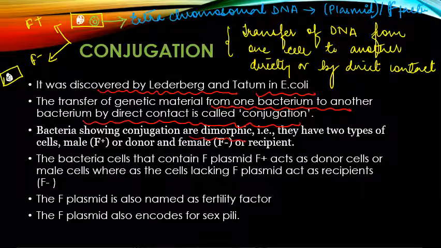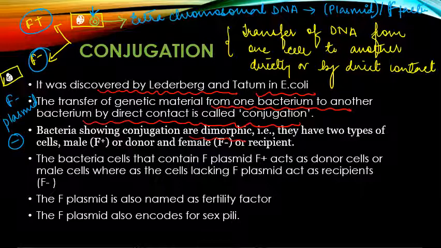So the bacteria which is having this F factor, we call it F positive, and here the F factor is absent, or you can say the F plasmid is absent, so this is F negative. Clear? So in case of conjugation you will be getting two types of bacteria, F positive and F negative. F positive is what? Apart from chromosomal DNA, there will be a presence of extra chromosomal DNA.